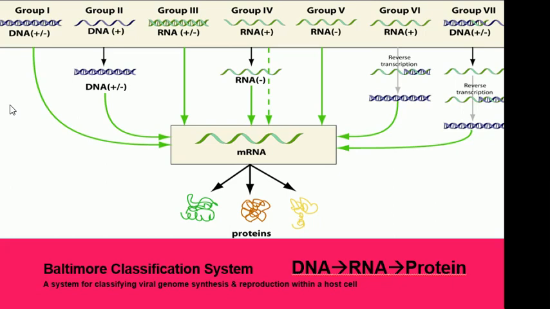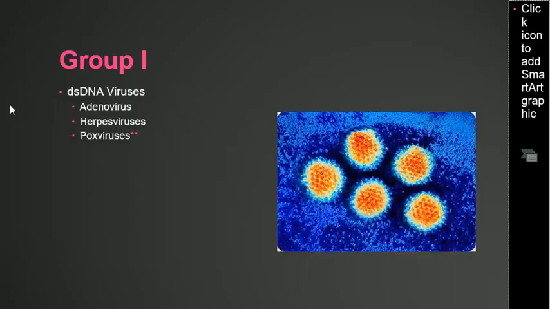So let's start with group 1, double-stranded DNA viruses. These include the adenoviruses, herpes viruses, and pox viruses. The adenoviruses and herpes viruses just enter the nucleus and then replicate just like the host cell does. Their DNA is converted to mRNA, and then proteins are made from that. Pox viruses come with their own enzymes in the capsid, and those enzymes make the pox genome into mRNA. So it just replicates in the cytoplasm, not in the nucleus. That's the big difference between the pox virus and the other two.